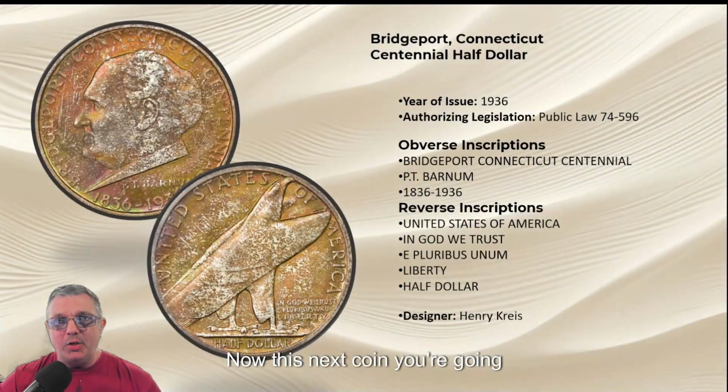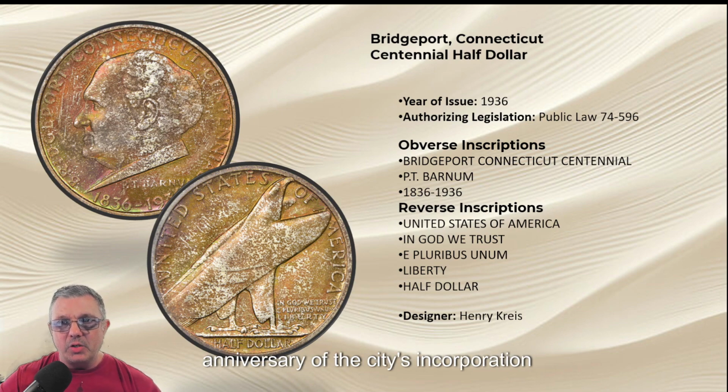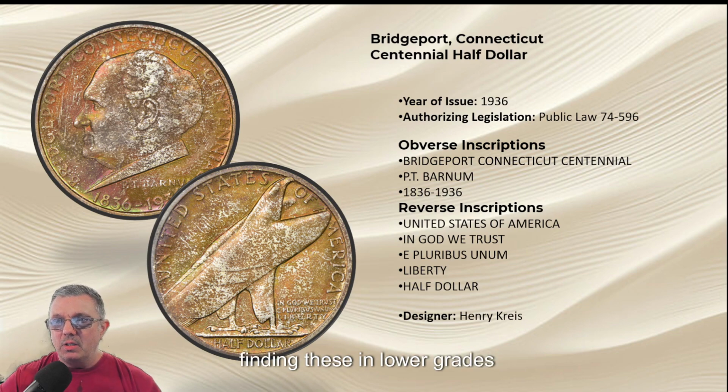Now, this next coin, you're going to see a very stylized image of an eagle here on the reverse. And on the obverse, you're going to recognize the famous circus person, P.T. Barnum. Now, this is the Bridgeport, Connecticut Centennial Half, released to commemorate the 100th anniversary of the city's incorporation. And again, you got P.T. Barnum.